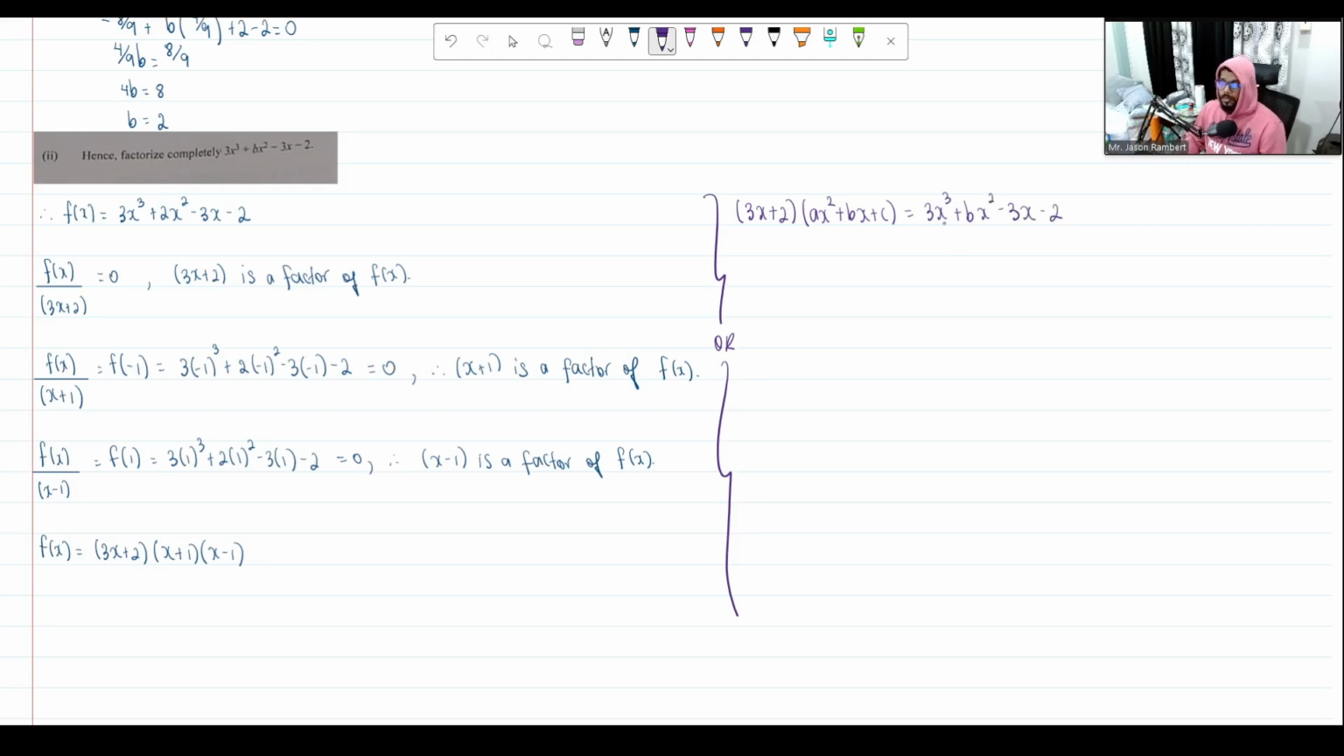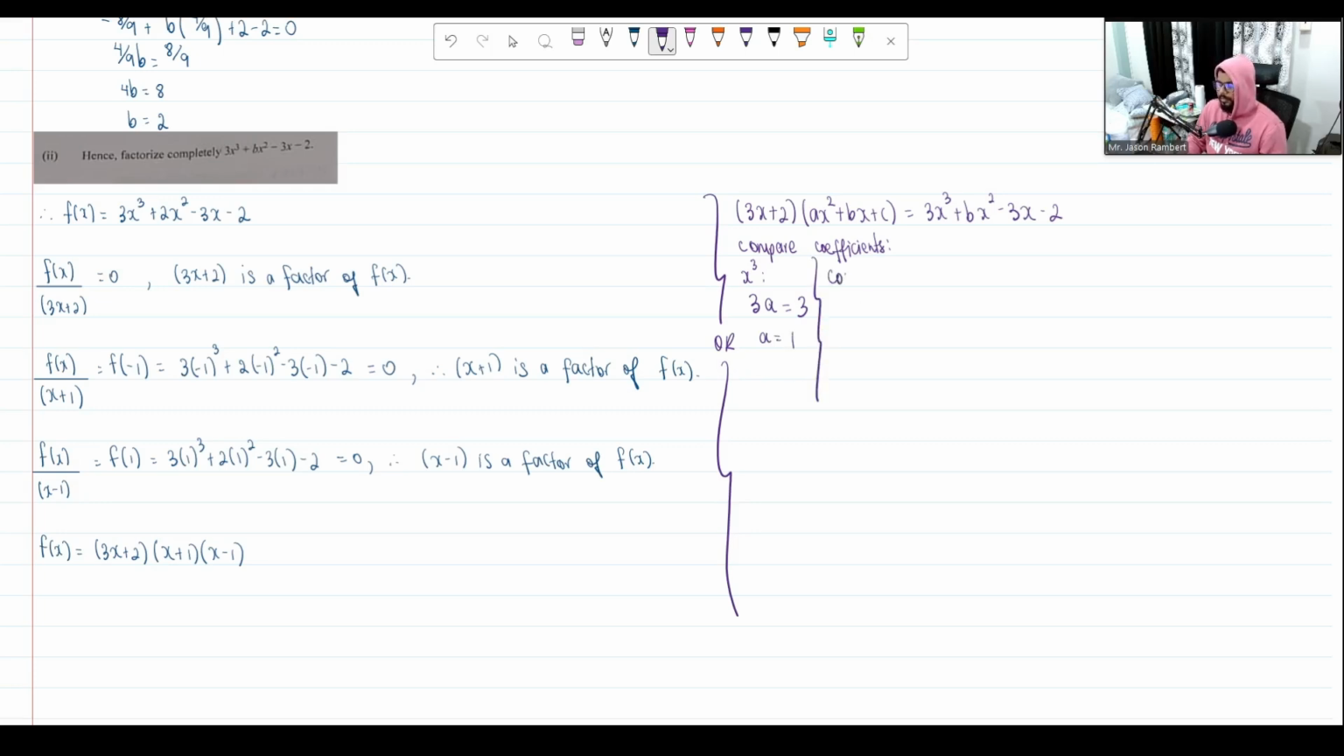So my x cubed coefficient, if I compare coefficients, the only x cubed term I'm going to have is when I have 3x by the x squared, I'm going to have 3x cubed. So my coefficient on the left is 3, which is equal to my 3a. My coefficient on the right is 3, and I can calculate the value of a. A is 1.